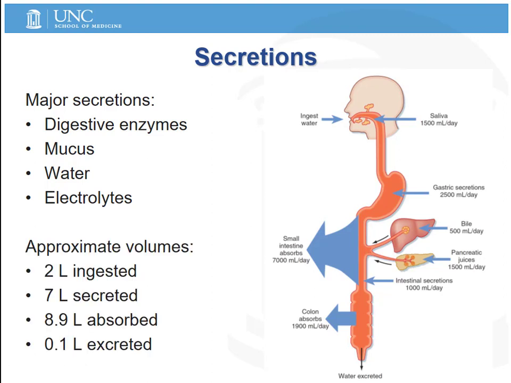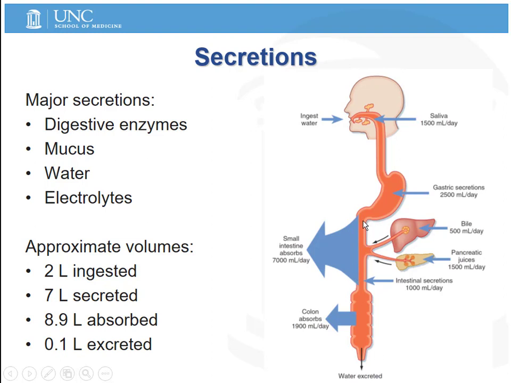Every day, the GI tract is exposed to a total of about 9 liters of fluid, about 2 liters from ingested food and drinks, and about 7 liters from the secretions of the salivary glands, gastric glands, liver, exocrine pancreas, and small intestine. Of this 9 liters, almost everything is reabsorbed and mostly by the small intestine. Only about 100 milliliters is excreted.